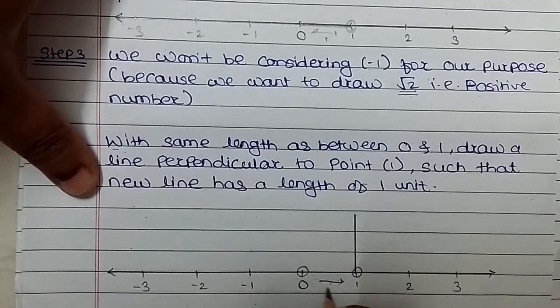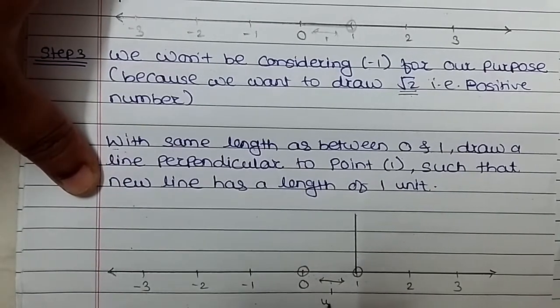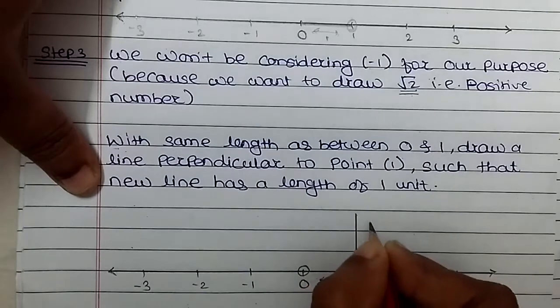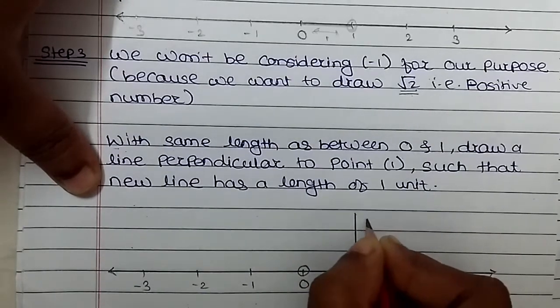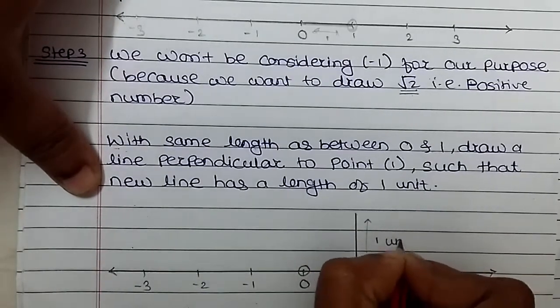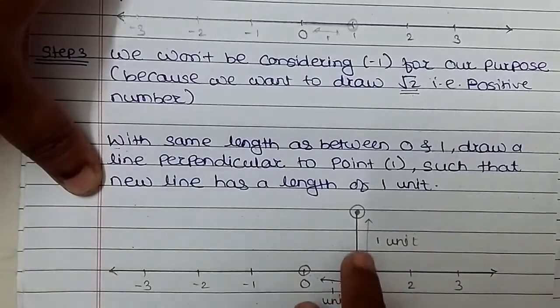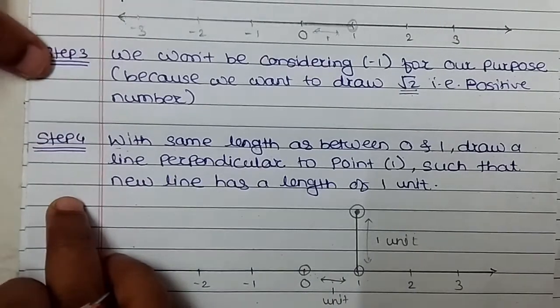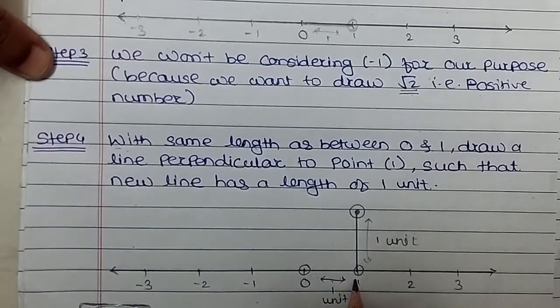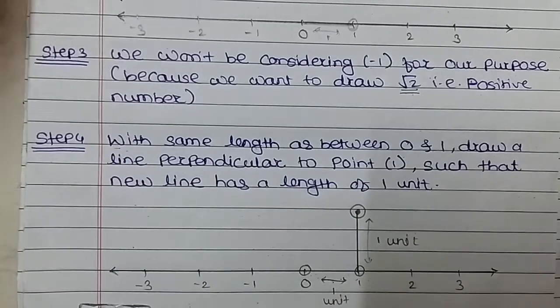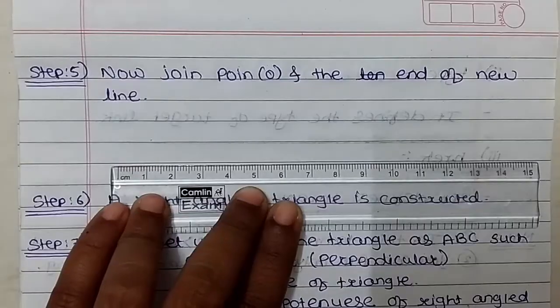So one perpendicular line is drawn here. The distance between 0 and 1 is 1 unit, and the distance of this line is also 1 unit. Clear? Understand this one? How to draw this perpendicular line? In step 4 you should draw the perpendicular line to the point 1. Clear? Understand? Now next.